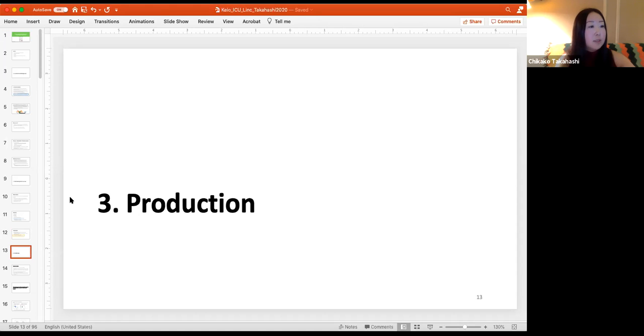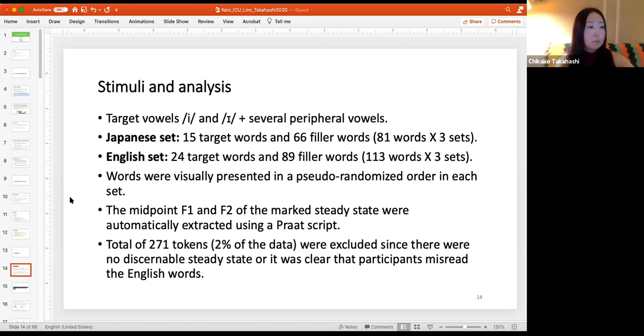Now we will first discuss the production experiments and the main results on how bilinguals' production differed from Japanese monolinguals. The production experiment focused on the high front vowels and several peripheral vowels in English and Japanese. The Japanese set included a total of 81 words per set, and the English set included 113 words. We had a total of 3 sets for each language.